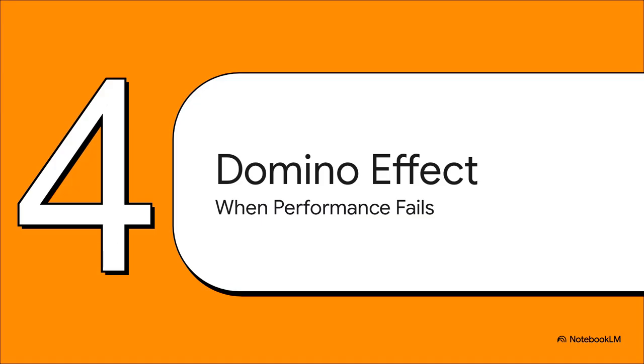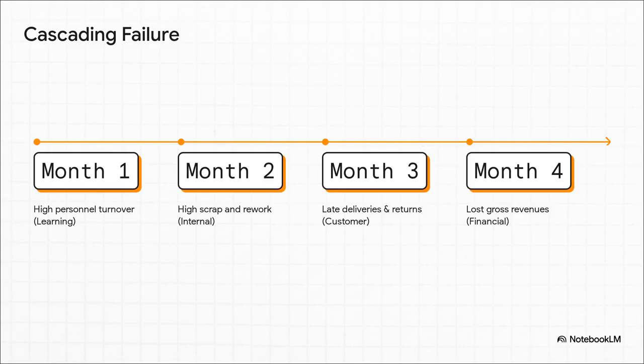All right, section 4, the domino effect scenario, when performance fails. We just talked about how success flows upward, but what happens when performance actually fails? Well, a failure down in your foundation inherently destroys the rest of the pyramid. Imagine this cascading failure, like falling dominoes.